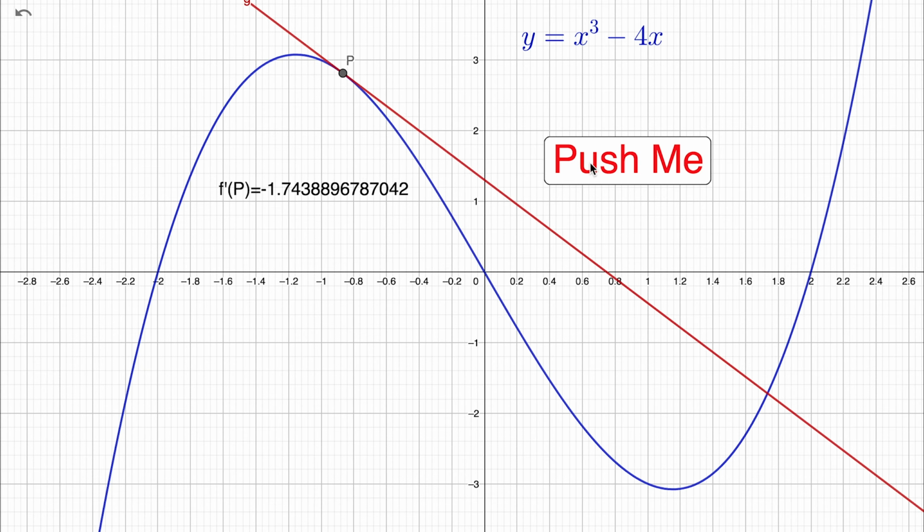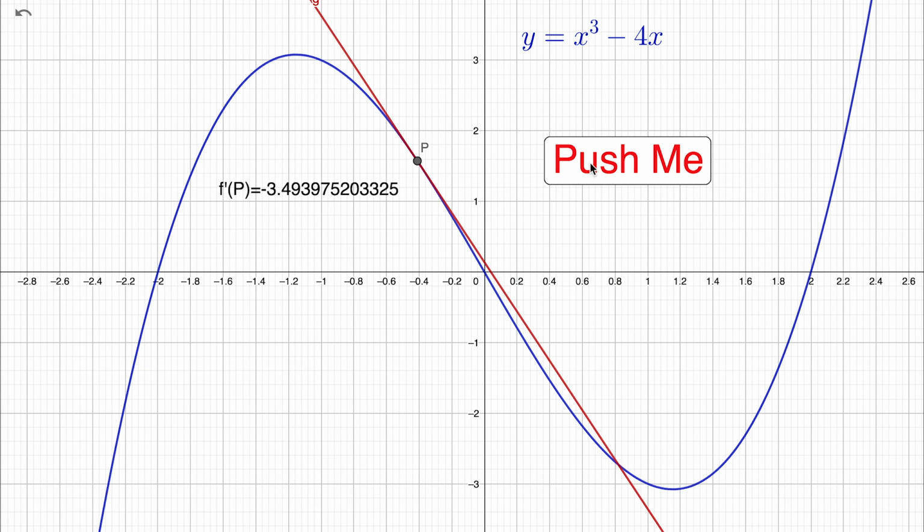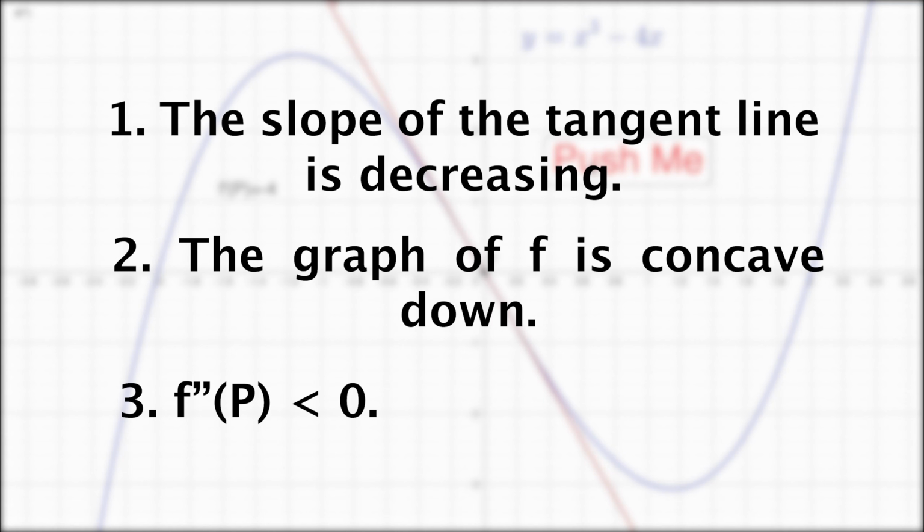Okay, well, it got steeper, but in this case, it got steeper in the negative direction, so it is still decreasing. That means that f double prime is negative. This should come as no surprise because the function continues to be concave down on this interval.